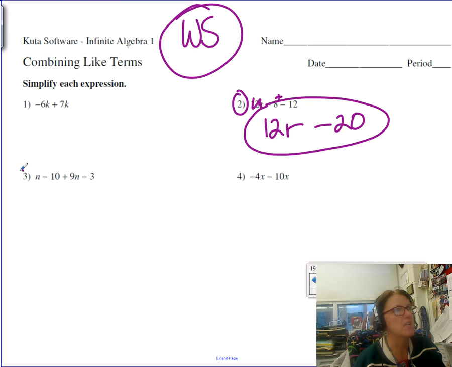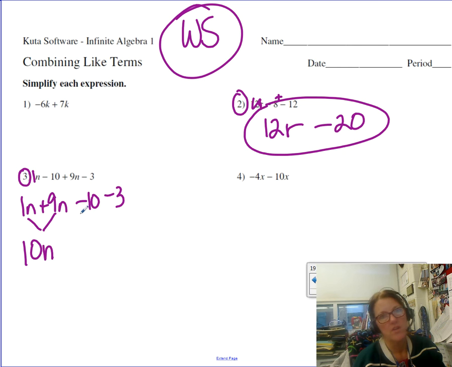Let's look at number 3 because things are all over the place. N. It's really one N. -10. Nope, not alike. +9N. Oh, yeah. 1N and 9N, those guys can combine. Okay? And then this -10 and a -3, they're constants. They're going to combine together. 10N. Watch your signs and stick them together.